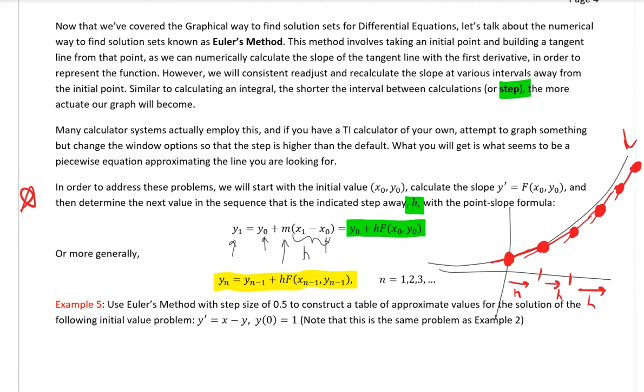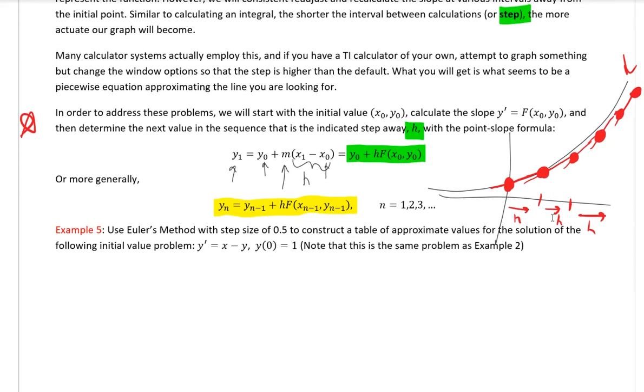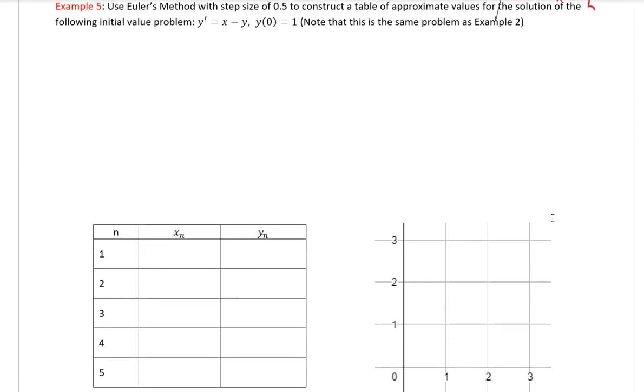So if you start at the first point, you can find the second one. If you start with the second point, you can find the third one, and on and on and on. So that's what we're going to be doing here, and we're going to show an example of that down here.